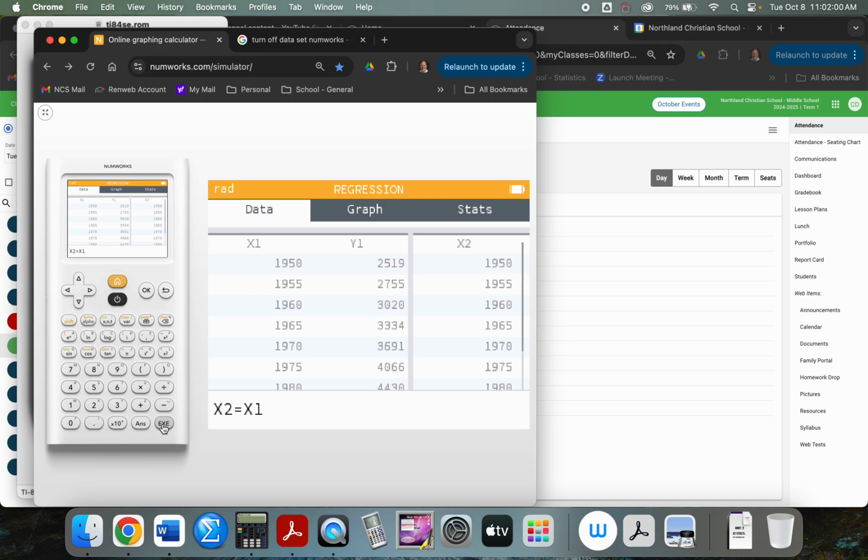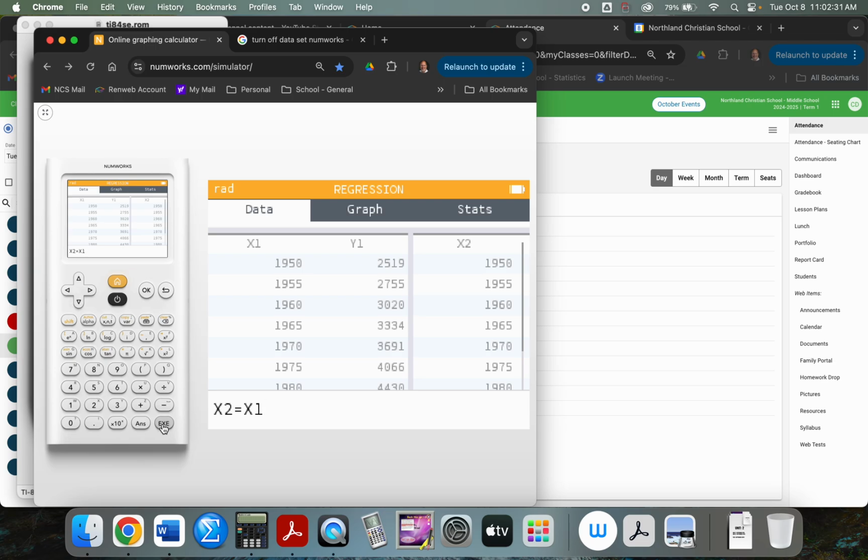How do you do the capital X? You do shift alpha, just like you do on a keyboard. Shift alpha X1. Okay.